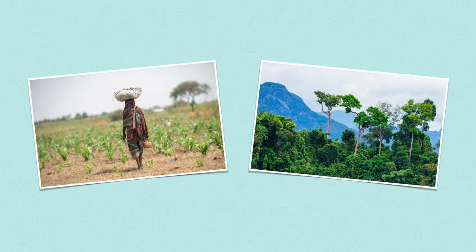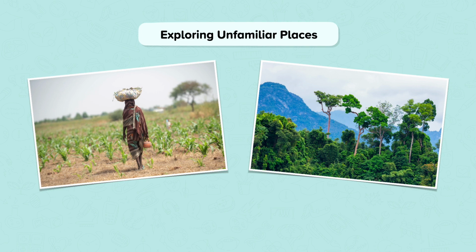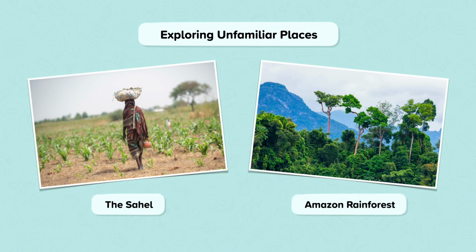Photographs can also help us to explore places that are unfamiliar to us. They allow us to travel the world through imagery. For example, these images of the Sahel and the Amazon rainforest can show us dramatically different environments and places rarely visited. Images like these can provide us with valuable information about an area and can help us to visualize unknown and often remote places.